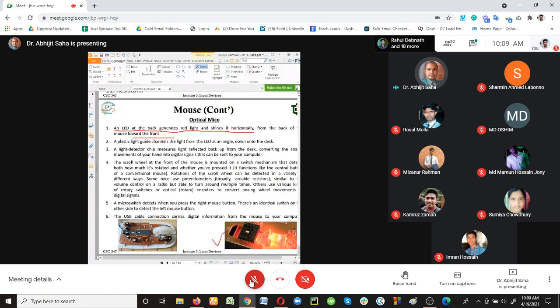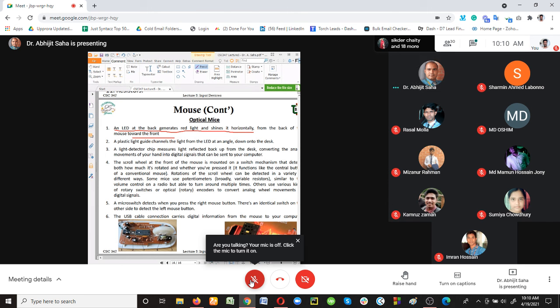So if you look into these pictures, that is actually explaining this line. You can see that you're having a chip here, and you are having a light here, the diode light, that is the LED light. The LED light is going to be generated when your computer is turned on. Most of the mice we are using these days are optical mice. On the back side of the mouse, you'll see there is a red light. That is the LED light we are talking about, that generates the red light and shines horizontally.